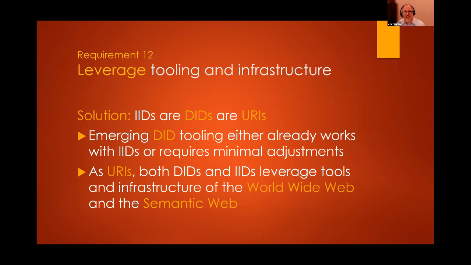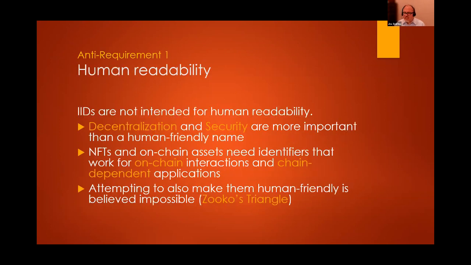And then finally, our anti-requirement is human readability. What's important for these is to be able to uniquely identify that asset on chain. And it's important to do that in a decentralized way and as securely as possible. And that's more important than having a human-friendly name. So you don't get to own an NFT whose identifier is Nike.com or Michael Jordan or something like that, because that's not how we chose to make these identifiers work.